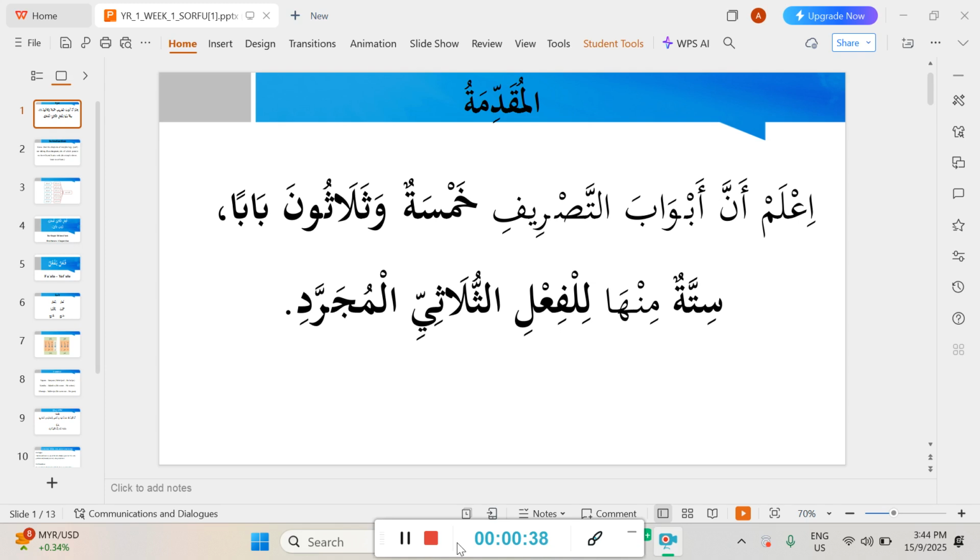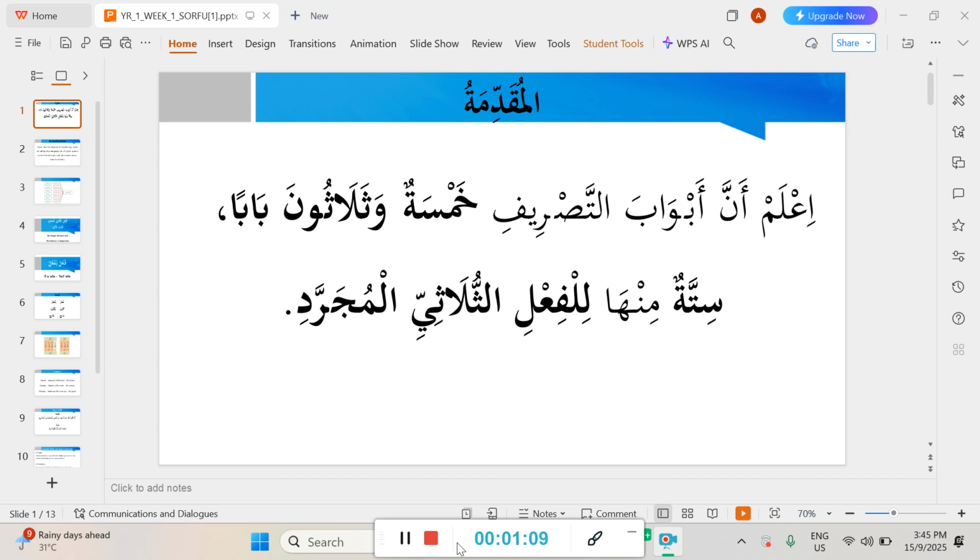So you should know, as a student of knowledge who wants to learn SORF, that the chapters in Arabic morphology, as SORF, are 35 chapters. If we are talking about chapters here, we mean the basic patterns or forms that we have. The forms of verb we have in SORF are all 35.